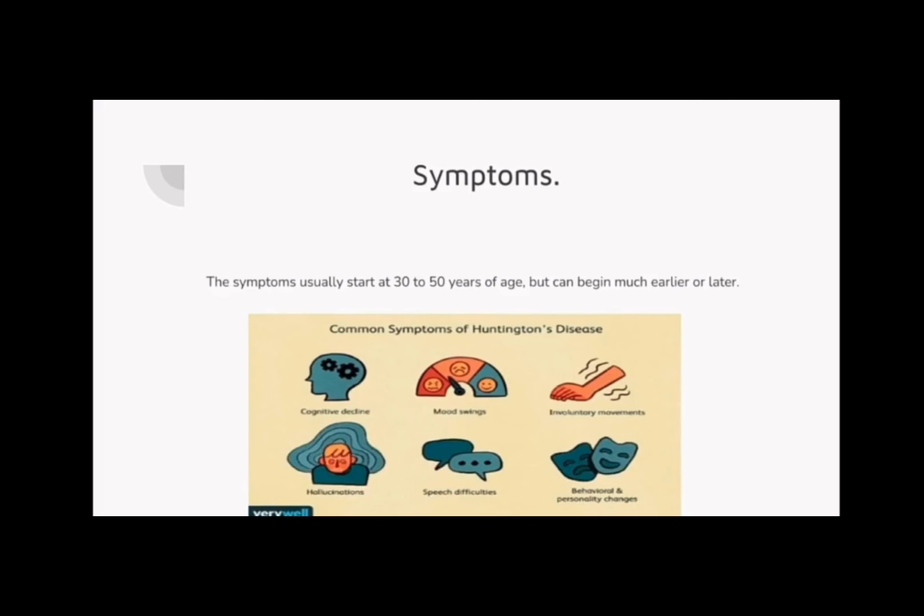Symptoms of HD. The symptoms usually start at 30 to 50 years of age, but can begin much earlier or later. Some common symptoms of Huntington disease include cognitive decline, mood swings, involuntary movements, hallucinations, speech difficulties, and behavioral and personality changes.